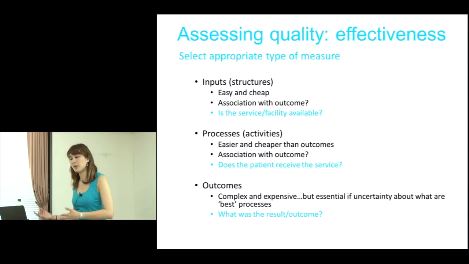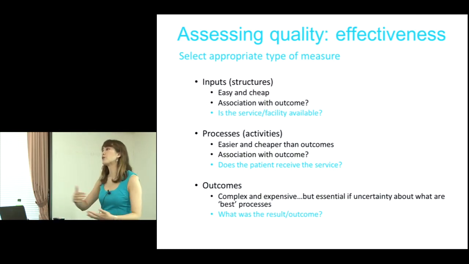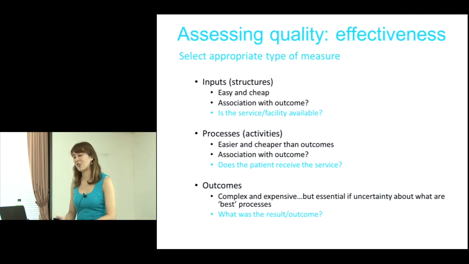It's easier and cheaper to measure than outcomes. And we will assume that there is a positive linear correlation, a positive relationship with outcome. Okay, and then outcomes are essentially complex and expensive. And my second talk will be on patient-reported outcomes as well.